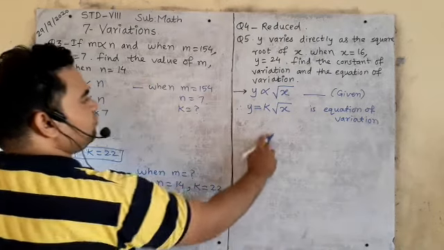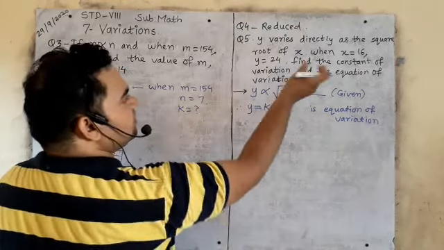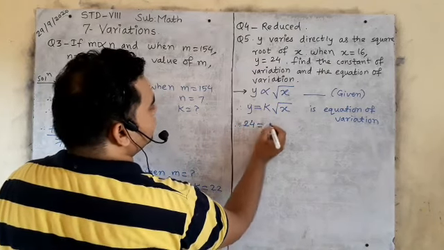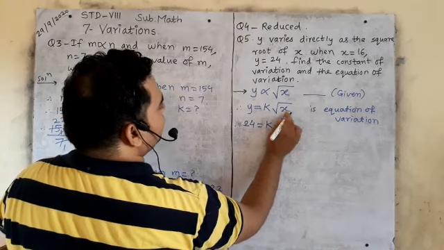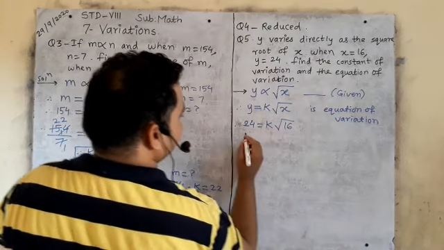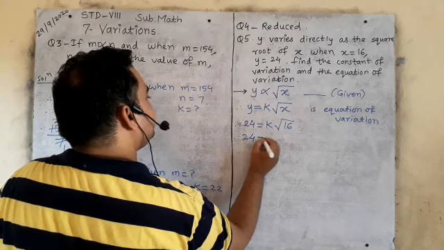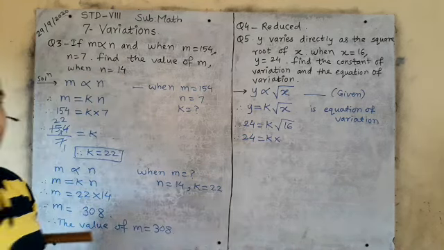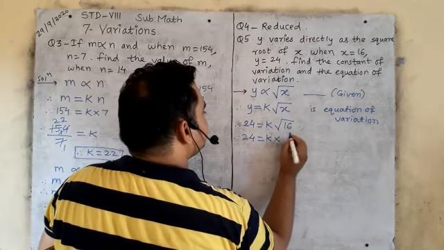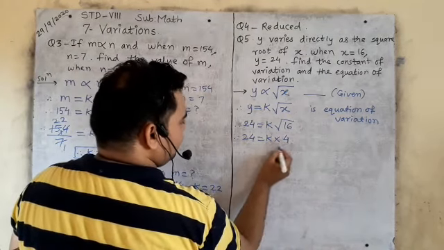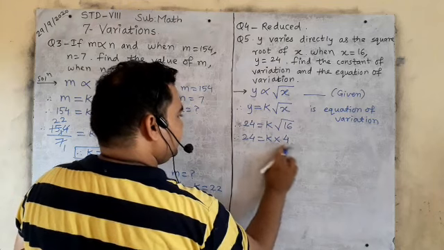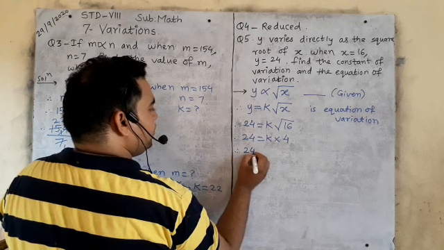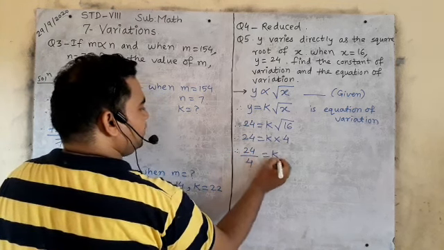Okay, this is the equation of variation, but now we will fill in the values. What is y? Y is how much? 24. K as it is. Square root of x. X is how much? 16. So my dear friend, this is 24, k as it is, multiplied by square root of 16, which is 4. So this 4 will come here. This 4 is in multiplication form. This will come to the left hand side, it will divide. 24 upon 4 is equal to k.